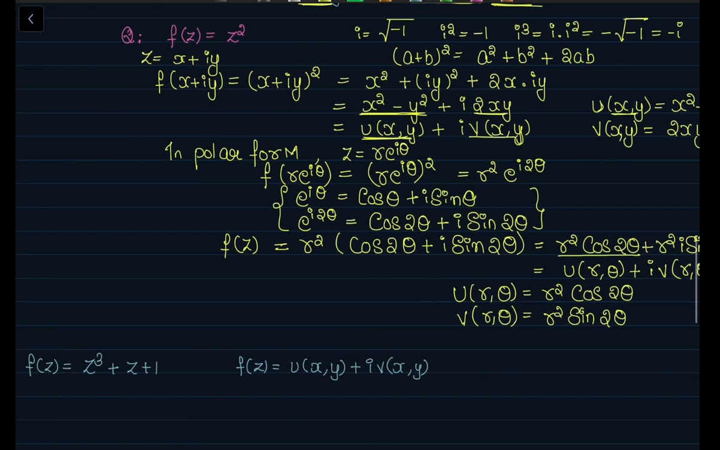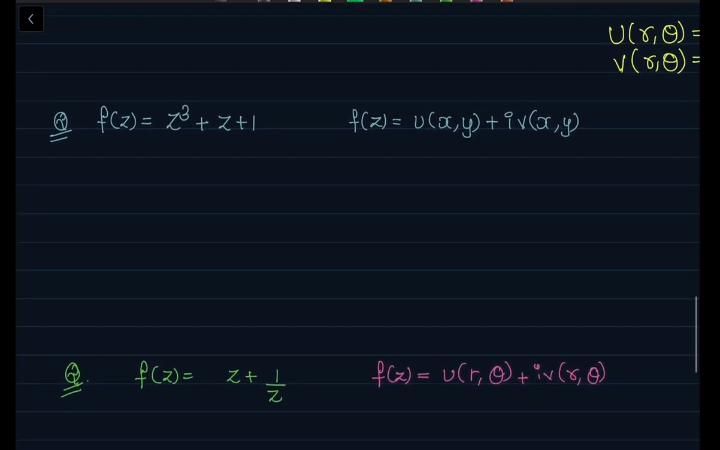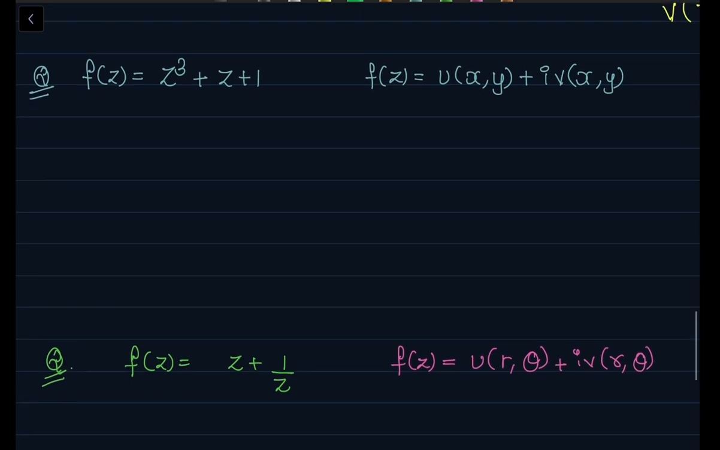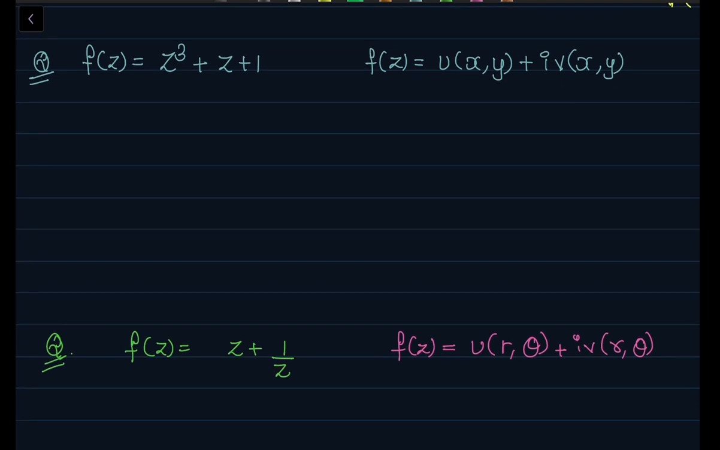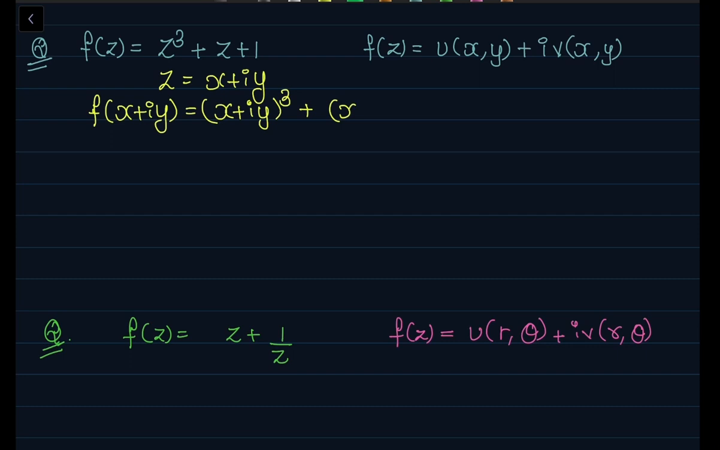Now come to the second part. The second question given to me is f of z is equal to z cube plus z plus 1. Here what we have to find? We have to find u of xy plus iota v of xy. It means we have to find it in the rectangular form. So just put z is equal to x plus iota y, that is f of x plus iota y. You will get x plus iota y whole cube plus x plus iota y plus 1.